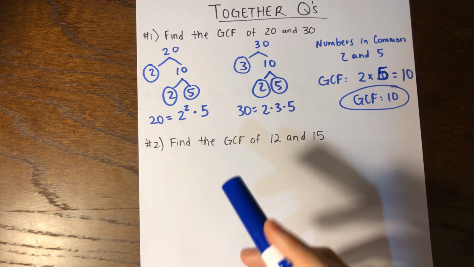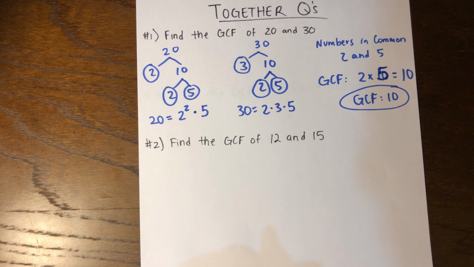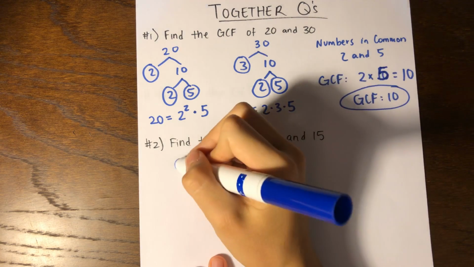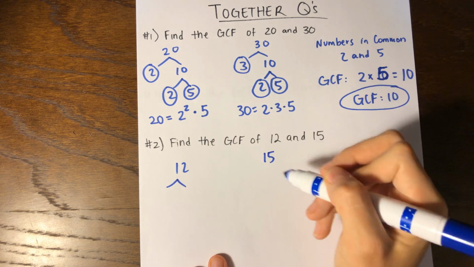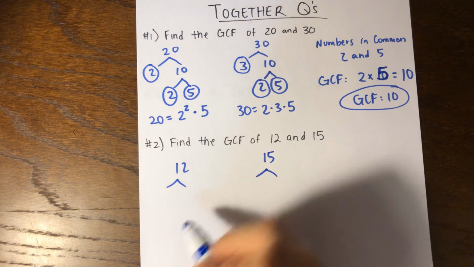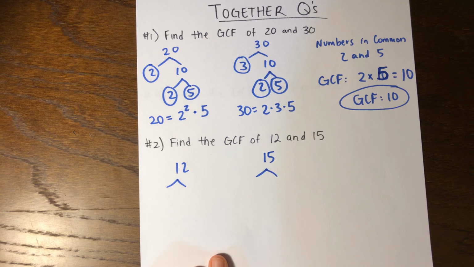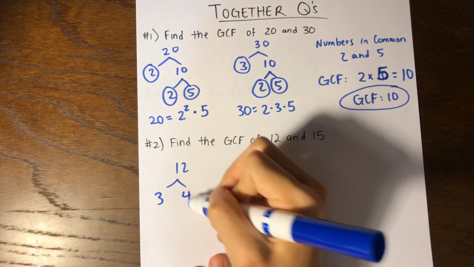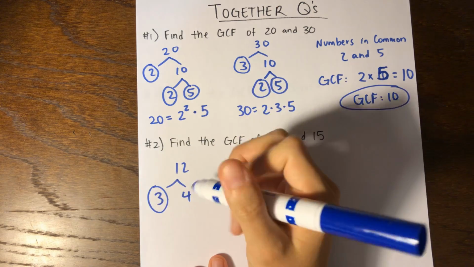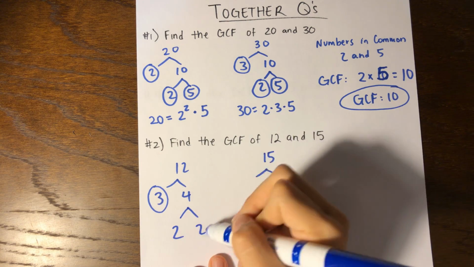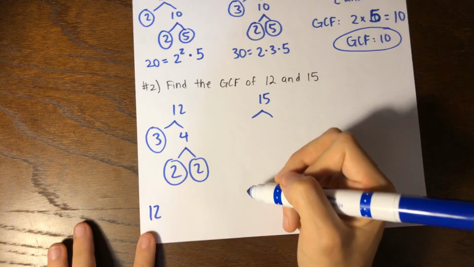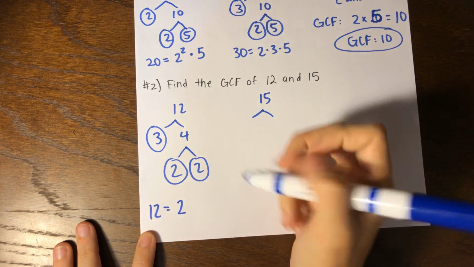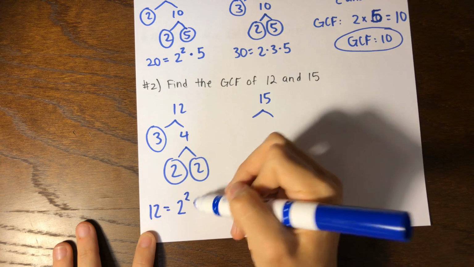The tree method is the easiest way, but if you want to use the repeated division, you can do that as well. So we have, find the greatest common factor of 12 and 15. We need to break this up. For 12, what 2 numbers give us 12? I think 3 and 4 come to mind. 3 is prime. 4 I can still break up into 2 times 2. Those are prime. So 12 is equal to 2 squared times 3.